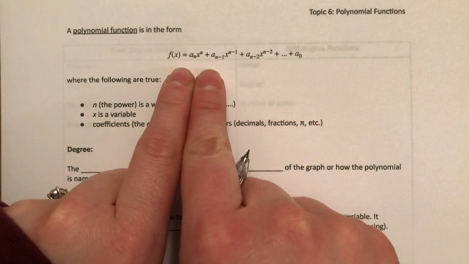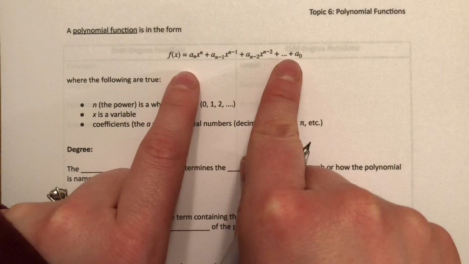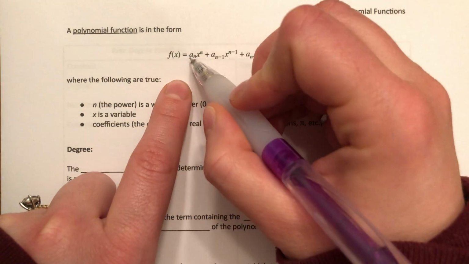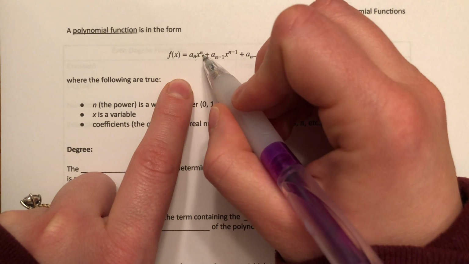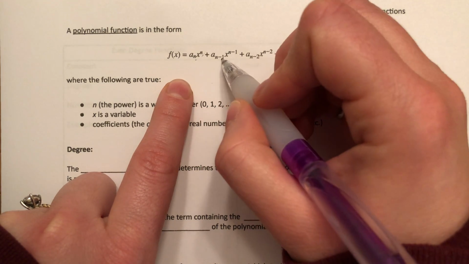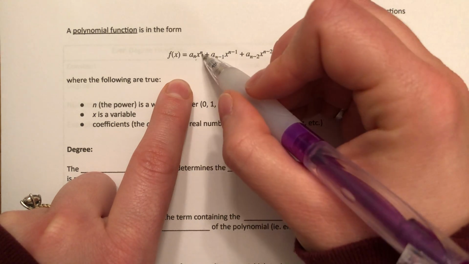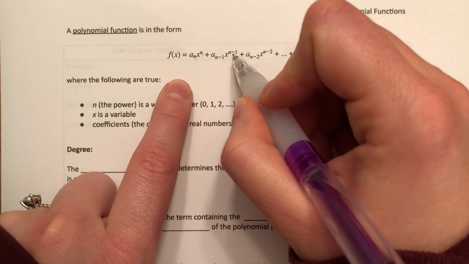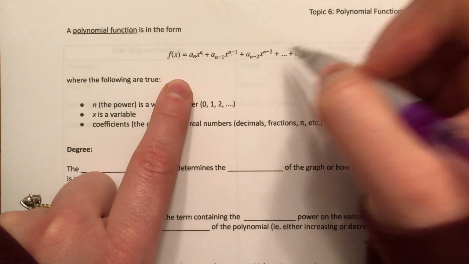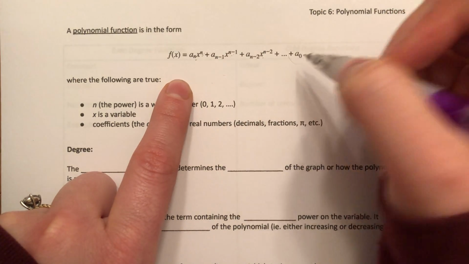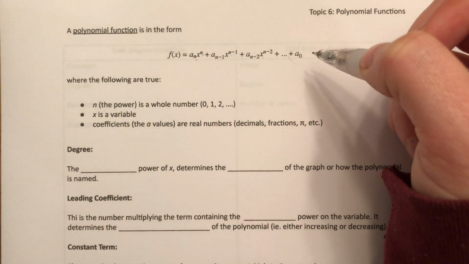Okay, so a polynomial function is in this form. And it looks really ugly, but it's actually not that bad. So a_n is some number, and then x^n is an x with some exponent. Then we've got a_(n-1), it's just a number, and then x^(n-1). So if n was 2, then this would be x to the 1. So it would be an x squared, an x, and then this guy might be a constant. So it just basically means that there are all sorts of different powers of x.